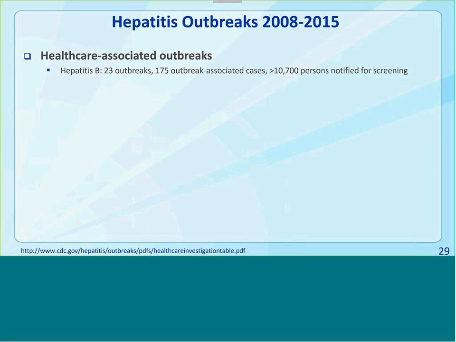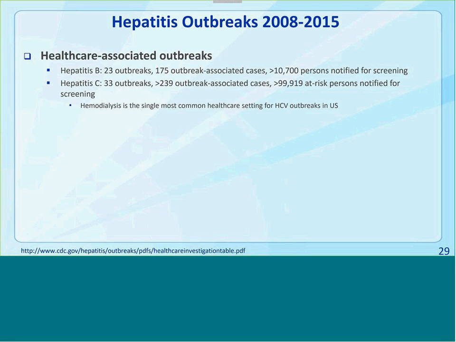Hepatitis outbreaks from 2008 to 2015 that CDC looked at. For Hep B, there were 23 outbreaks, 175 outbreak-associated cases, and as a result of those exposures, over 10,000 individuals were notified for screening. But for Hep C, in the same period of time, there were 33 outbreaks, 239 cases, and the number of at-risk persons notified for screening was almost 100,000 individuals. So really big time there. And it's notable that hemodialysis is the single most common healthcare setting for HCV outbreaks in the U.S. I'm not sure I really appreciated that until I was looking at this data, that Hep C and hemodialysis are unfortunately linked together.